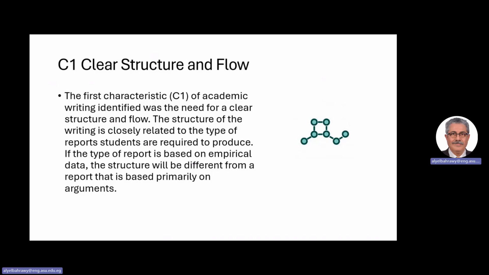The first characteristic, we call it C1 of academic writing, identified was the need for a clear structure and flow. The structure of writing is closely related to the type of reports students are required to produce. If the type of report is based on empirical data, the structure will be different from a report that is based primarily on arguments.